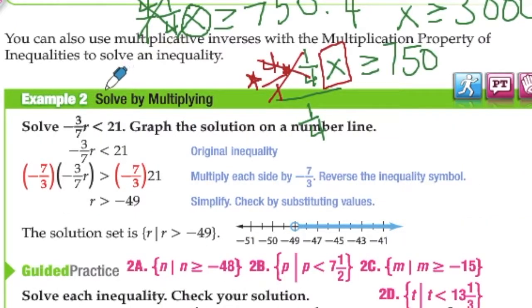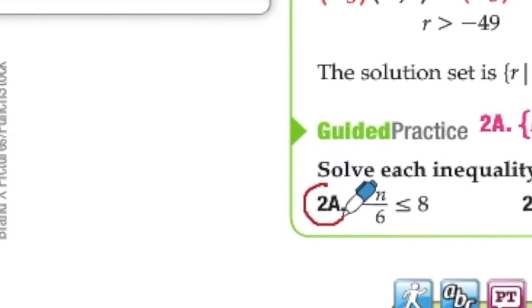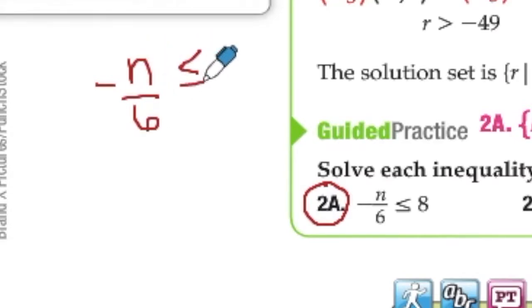In example 2, we're going to again solve by multiplying, but in this case we have a negative coefficient, and so the reciprocal is negative 7/3, and when we multiply by a negative number with inequalities, we're going to reverse that symbol. At the bottom of the page we have example 2a, and it doesn't look like it, but it is negative n over 6 is less than or equal to 8.